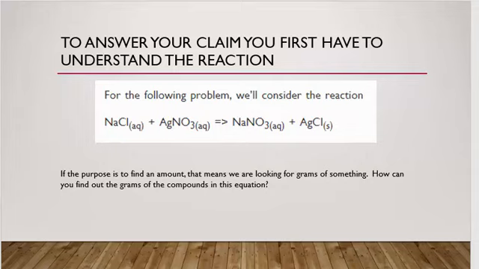So if the purpose is to find an amount, that means we're looking for grams, without a doubt. Now you can find out the amount of grams for each of those compounds already. I introduced a word yesterday called the mole, and I also told you that 1 mole was equivalent to the atomic mass unit on the periodic table. Can you find the mass for sodium chloride, silver nitrate, sodium nitrate, and silver chloride? Your periodic table and your AMU is crucial to find that.